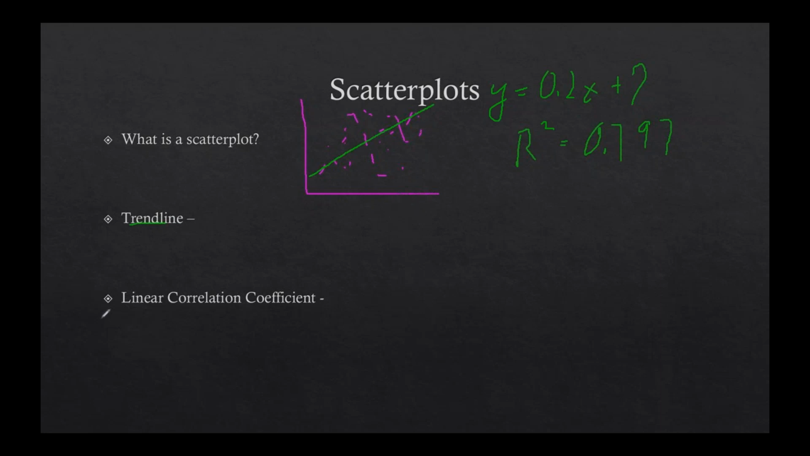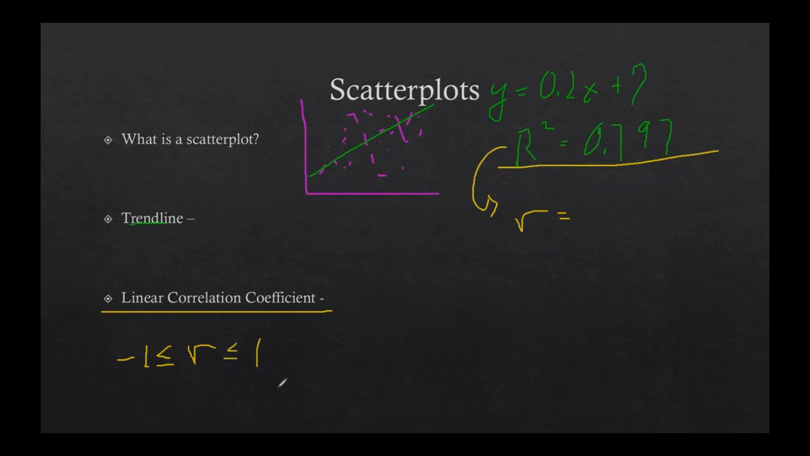Now, this r squared value is the coefficient of determination, and that is totally different from the linear correlation coefficient, which is what we are going to get to. So the linear correlation coefficient, which is R, tells you how good of a fit your line is to your actual data. So R is going to be somewhere between -1 and +1.